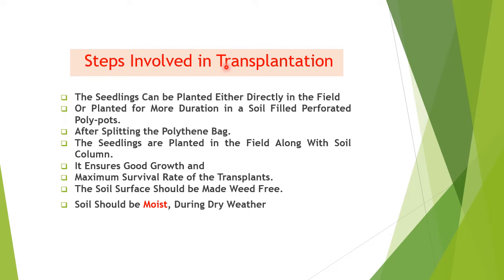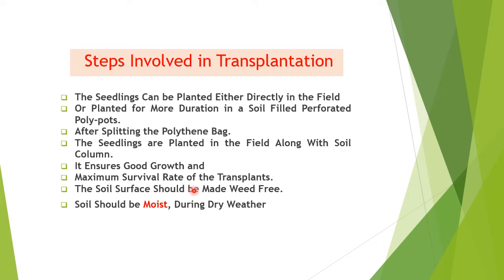What are the steps involved in transplantation? Now you have the seedling which is healthy. It can be planted either directly in the field or planted for more duration in soil filled perforated polypods. So you have a choice here. You can directly put it in the field after hardening off, or you can keep it for more duration in polypods. Then after splitting the polypod bags, the seedlings are planted in the field along with the soil column. It ensures good growth and maximum survival rate of the transplants.